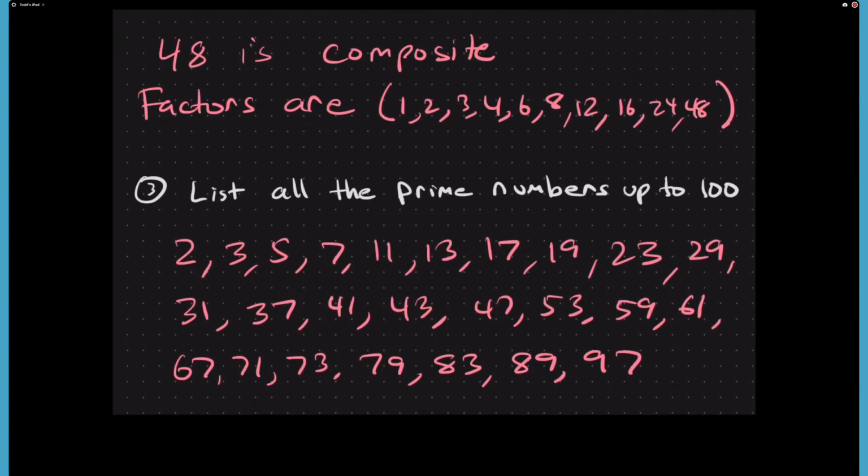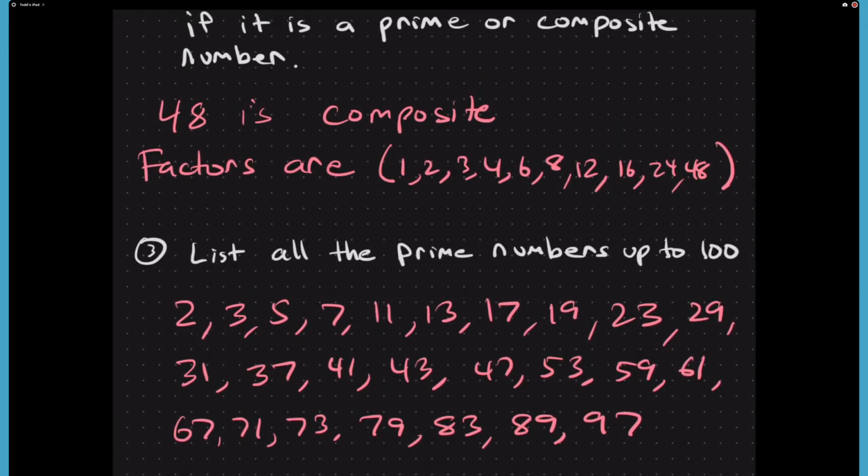And the list of prime numbers up to 100 is, well, I'm not going to read them all out. You can see them there. But it's important to learn these numbers and be able to recognize them because in the next section, when we're doing prime factorization, that will really assist your success in those operations.